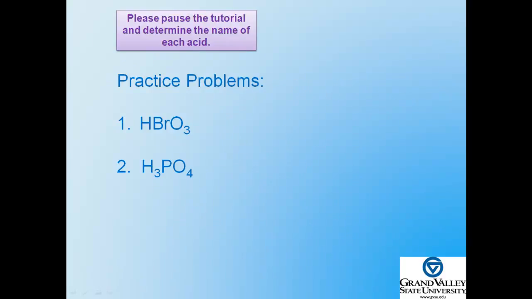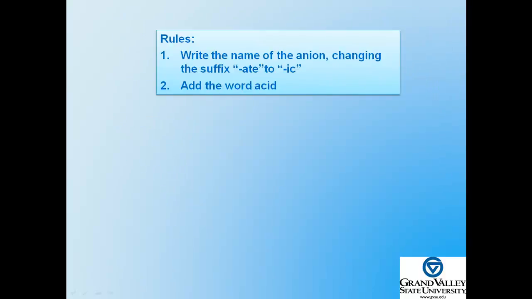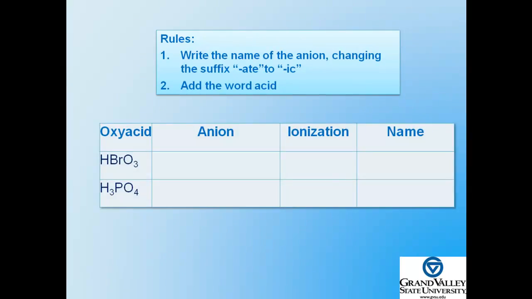Let's try a few practice problems. Please pause the tutorial and determine the name of each acid. To determine the correct name for problem number 1, first determine the name of the anion in the formula. In order to determine the anion, write out the ionization of the acid. Then, change the anion suffix "ate" to "ic." Therefore, bromate will be changed to bromic. Lastly, add the word acid after the name of the anion.